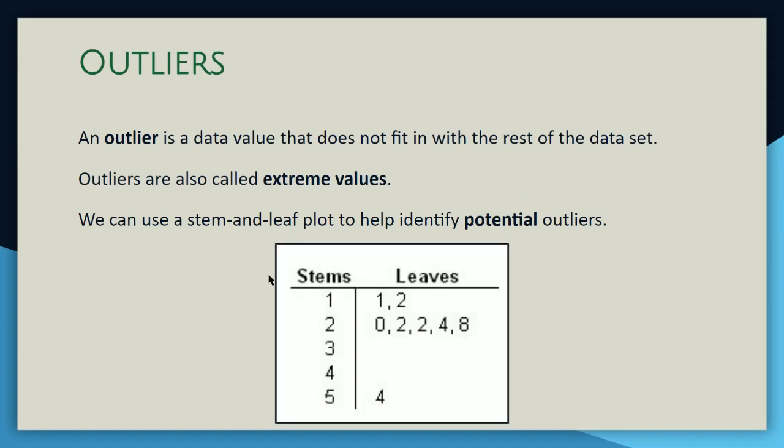So here's an example of a stem and leaf plot. I can see it looks kind of like the one we just did. We have a row for the 10s, the 20s, 30s, 40s, 50s. So I've got data values of 11, 12, 20, 22, 22, 24, 28. And then I don't have anything in the 30s and 40s. And then I've got the number 54. So looking at this table, I can see that 54 is a potential outlier. Everything else is in the 10s and 20s. That 54 is way out there by itself. So that's likely an outlier.